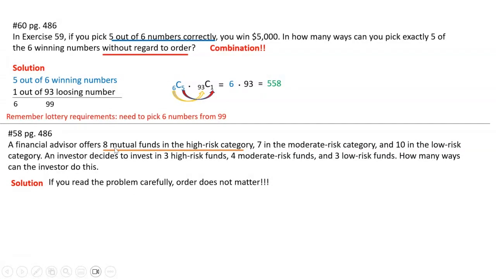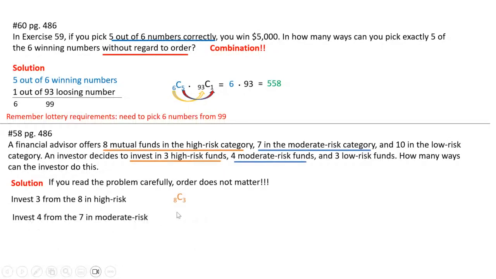So for the first part, we have 8 at high risk, and we want 3, so it's going to be 8 combination 3. The second part, we have 7 at the moderate risk, and we want to choose 4, so it's going to be 7 combination 4. And lastly, we have 10 in the low risk, and we want to choose 3 from the 10, so it's going to be 10 combination 3.